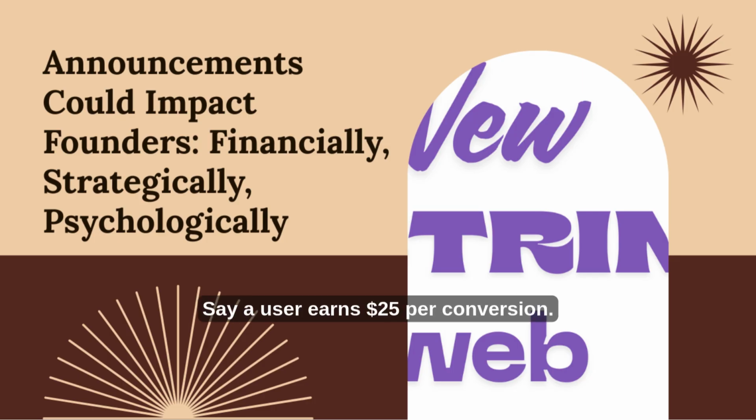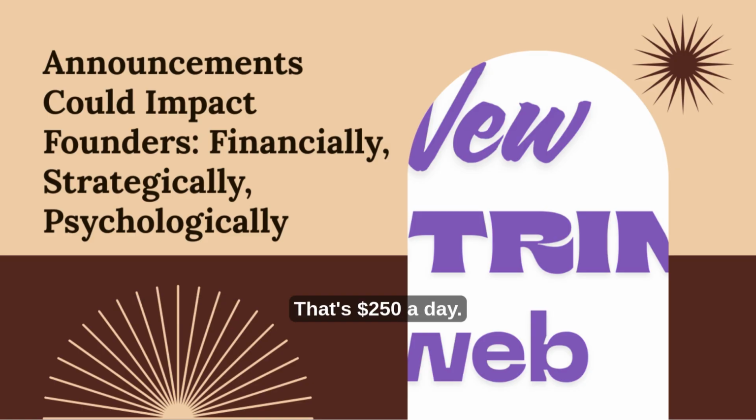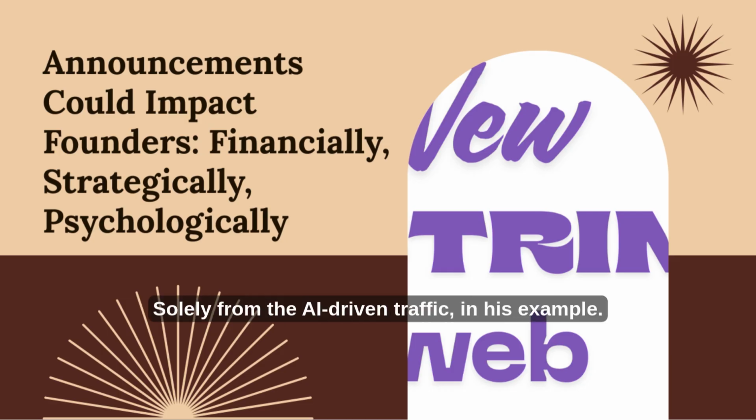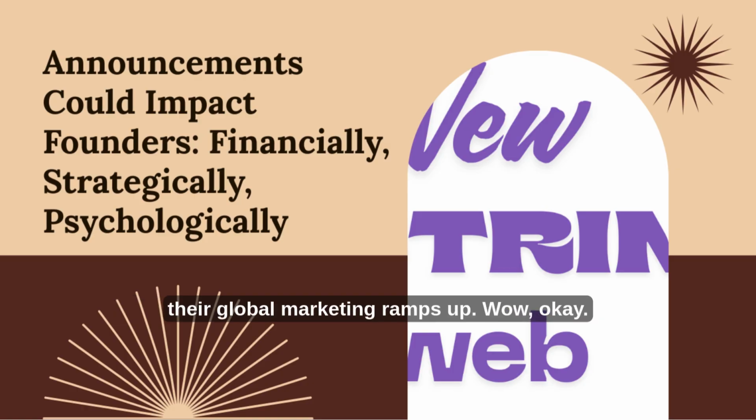Say a user earns $25 per conversion, and the system sends them just 10 conversions a day. That's $250 a day, or $7,500 a month, just from the traffic. Exactly, solely from the AI-driven traffic in his example. And Ash Mufareh himself projected much higher numbers down the line. Like what? He suggested some founders might see 100, maybe more, conversions daily once everything's fully automated and their global marketing ramps up. Wow, okay.